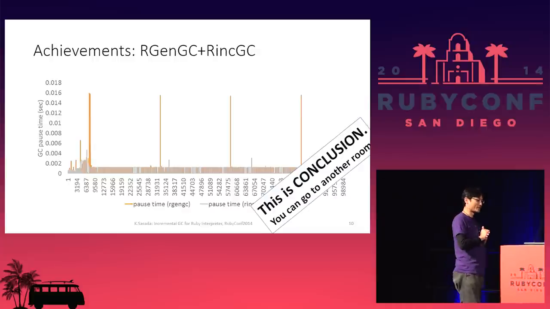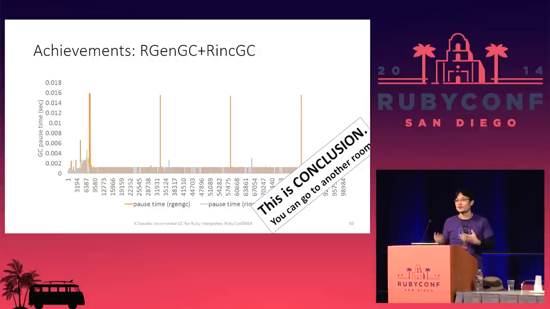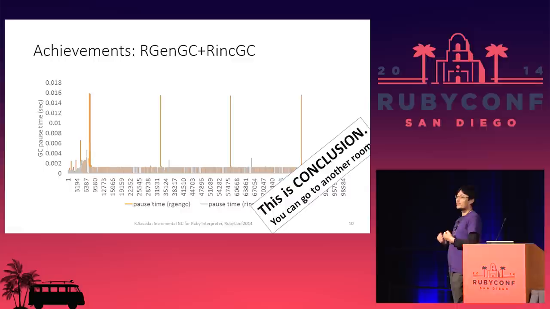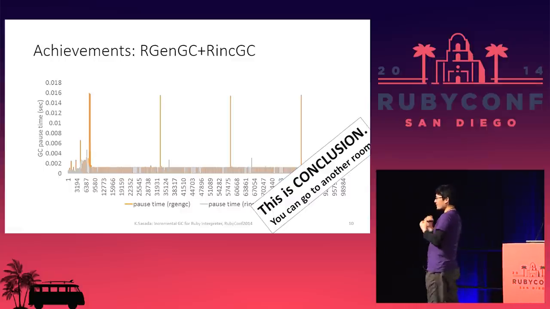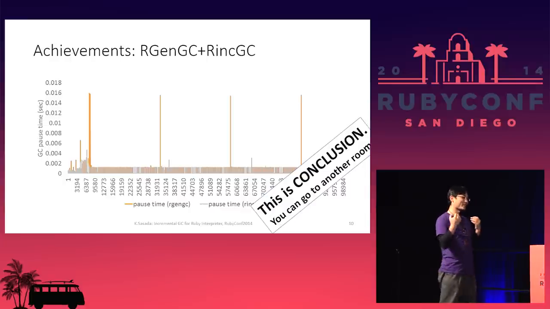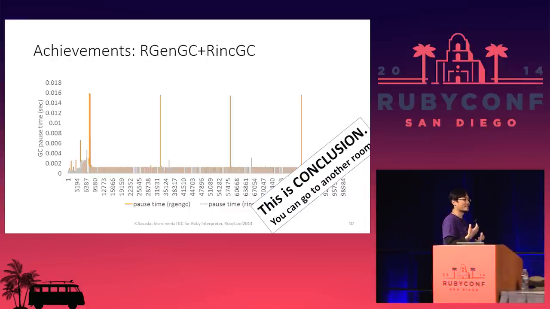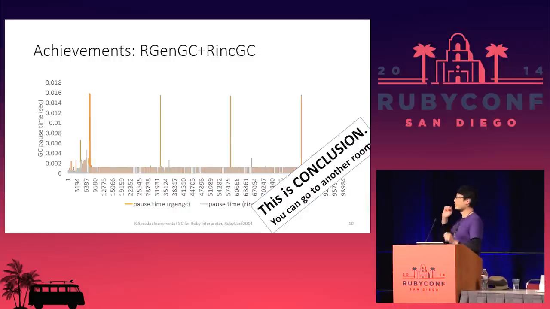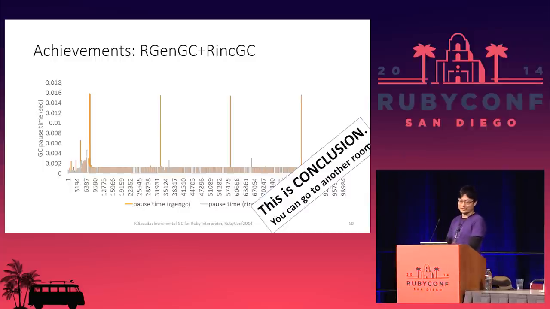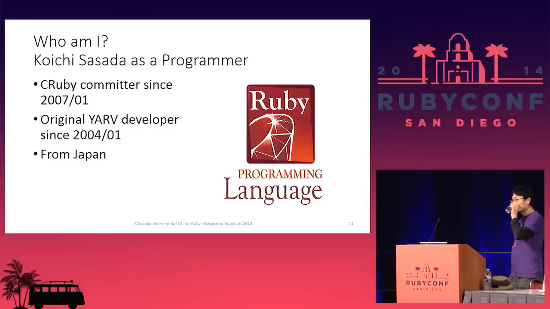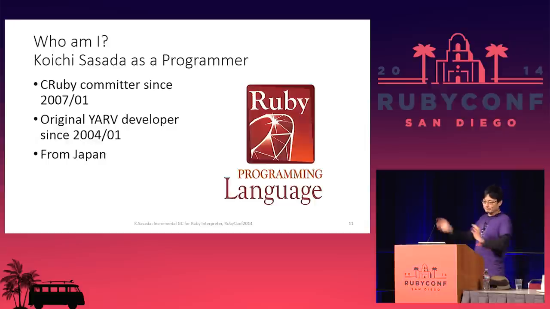After this, we have some more time, so I want to introduce how to implement the incremental GC on Ruby. If you are purely a Ruby programmer, you can move to another room. If you have any interest in the technical side, please stay here. Sorry, please sit here and continue. Nobody goes. Okay, thank you.